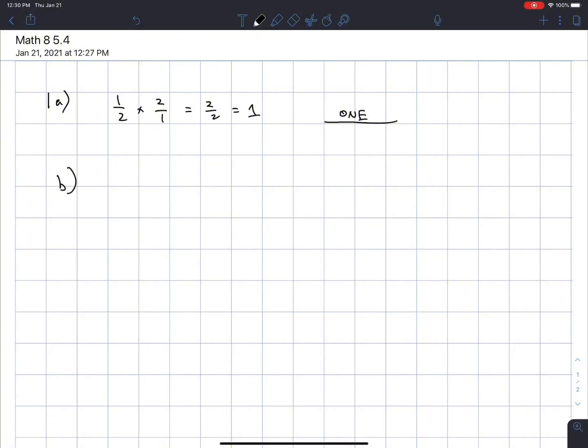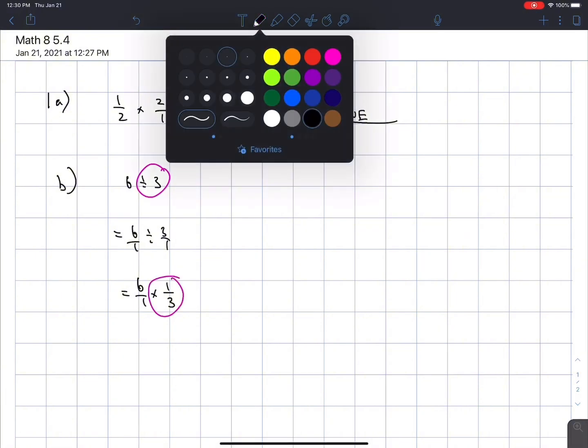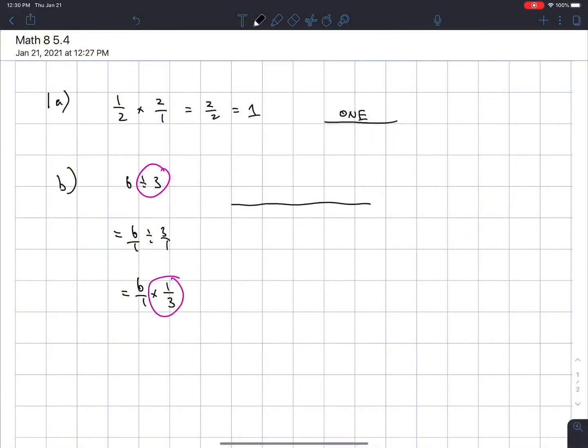Dividing an equation by 3 is the same as multiplying by a third. So for example, 6 divided by 3, this is the same as 6/1 divided by 3/1, and then we can change it into a multiplication problem, right? So you see, dividing by 3 is the same as multiplying by 1/3. So the answer here is multiplying.